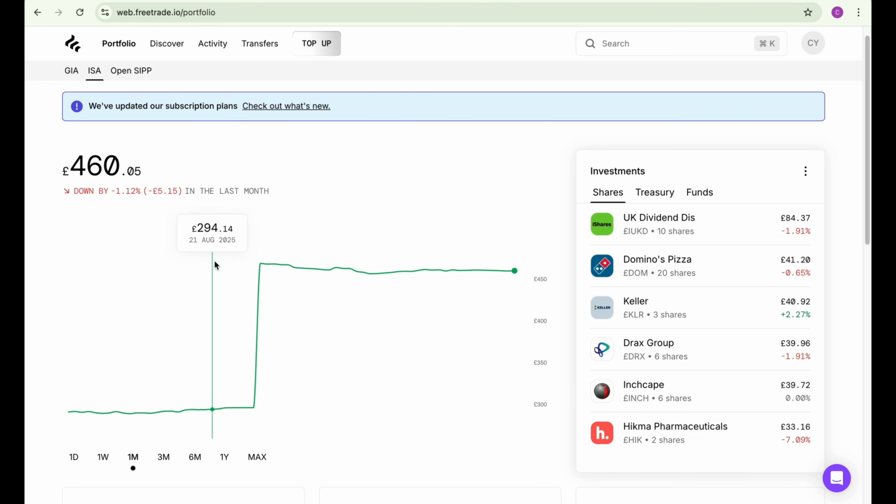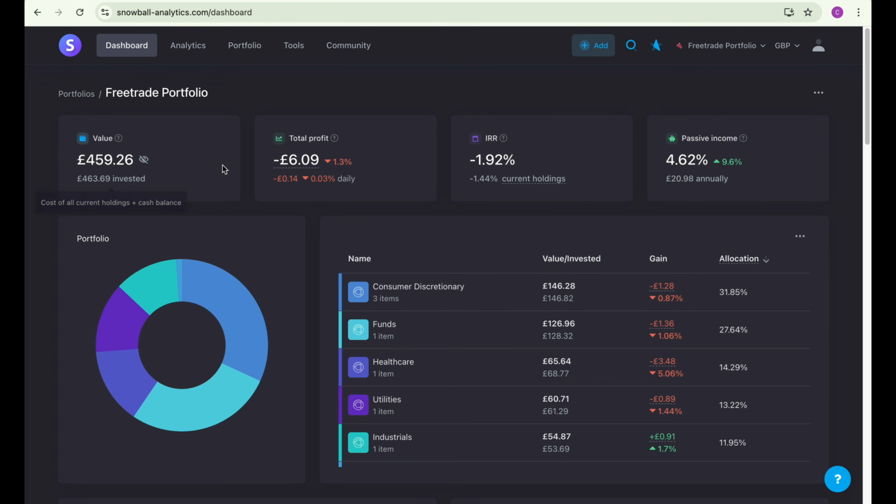As you can see, the portfolio is valued at just under £460 and we are now expected to make just under £21 a year in dividend income. This comes to a dividend yield of 4.62%, which is right around the range that I want it to be at, so I'm very happy to see that, and it just highlights how fast the dividend portfolio can start growing.